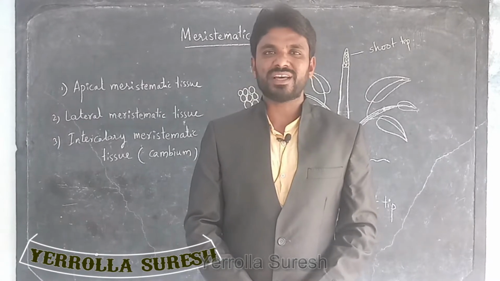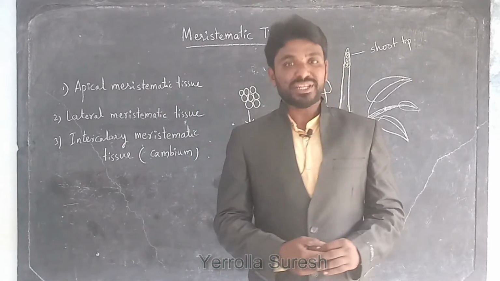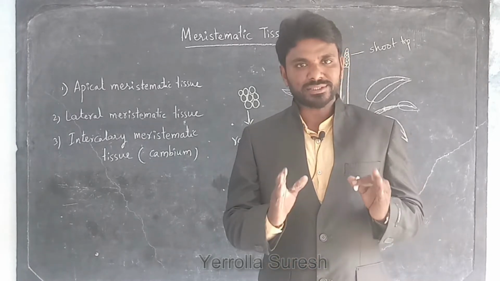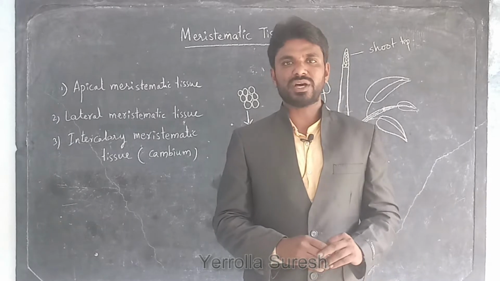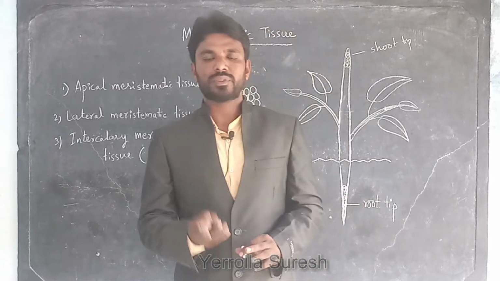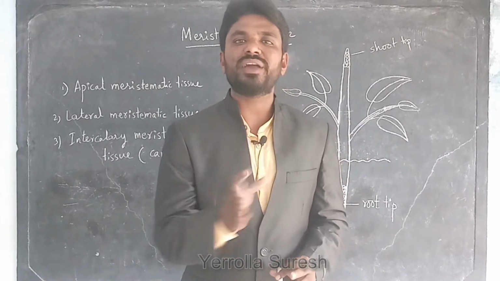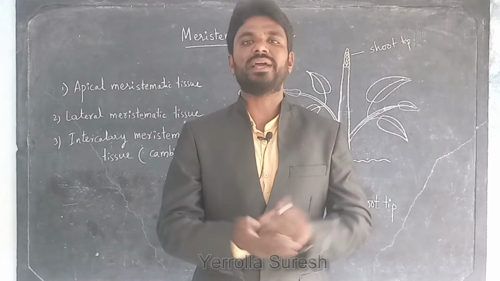Now in this session I am going to explain to you about meristematic tissue. Meristematic tissue is one kind of plant tissue. In plants, mainly 4 kinds of tissues are present. The tissues are meristematic tissue, dermal tissue, ground tissue and vascular tissue. Like that, 4 different kinds of tissues are present in plants.